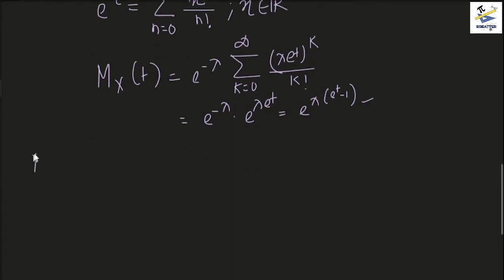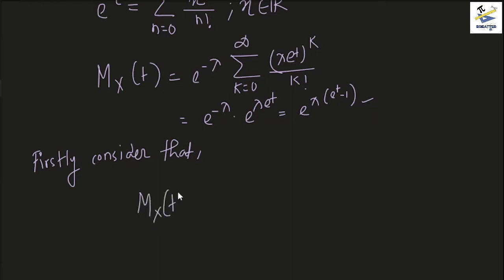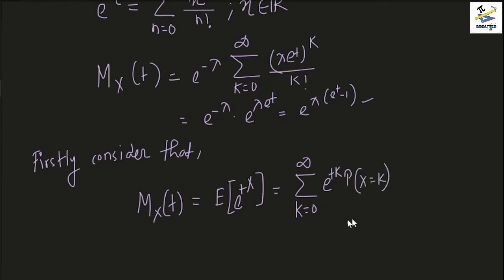So firstly, consider that M_X(t) is equal to the expectation of e to the power tX. Now, the expectation of e to the power tX in normal ways is basically equal to, let's say, the sum over k equals 0 to infinity of e to the power tk, probability of X equals k.